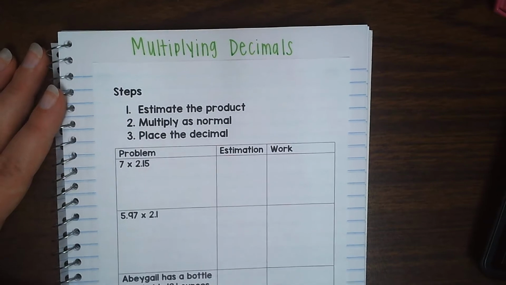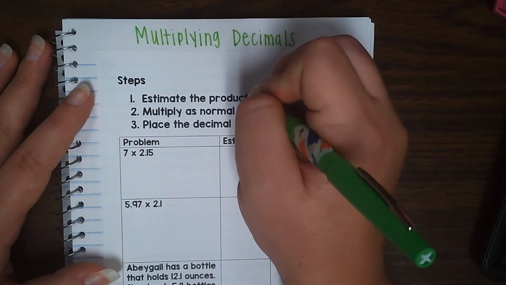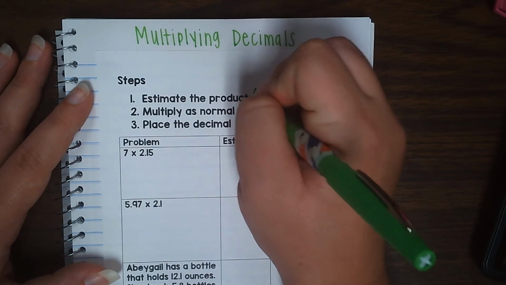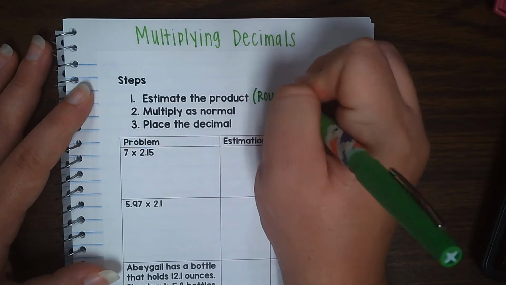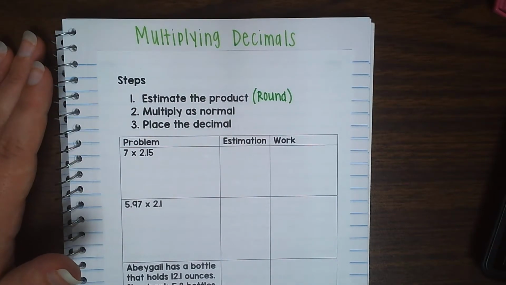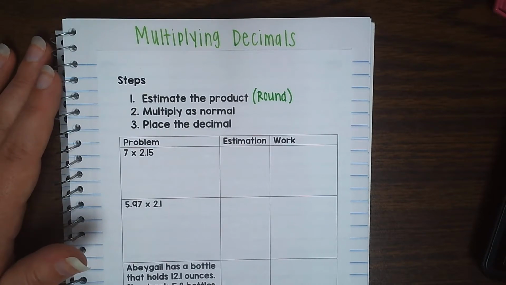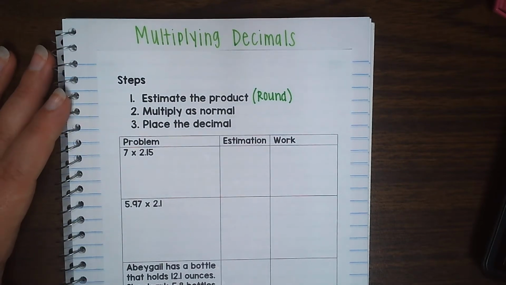Alright, and we have the steps. The steps are to estimate the product. You're going to be doing this by rounding. You are going to round most of the time to your nearest whole number. Then you're going to multiply as normal. Then you're going to place your decimal.